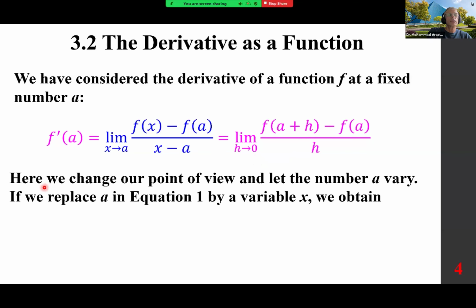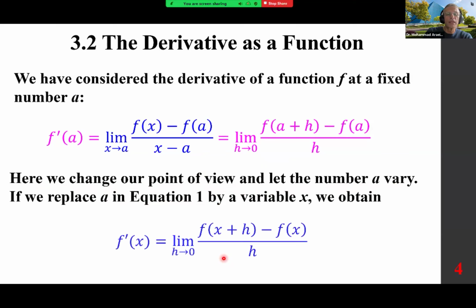Now, here we change our point of view and let the number a vary. If we replace a in equation 1, in this equation, by a variable x, we obtain the following. F prime of x is the limit of f of x plus h minus f of x over h as h approaches 0. If you recall, the last question in the previous section, I kept the a as a instead of changing it with a number, and then it gave me an opportunity to change the a to any number I want. In essence, that's the same concept.